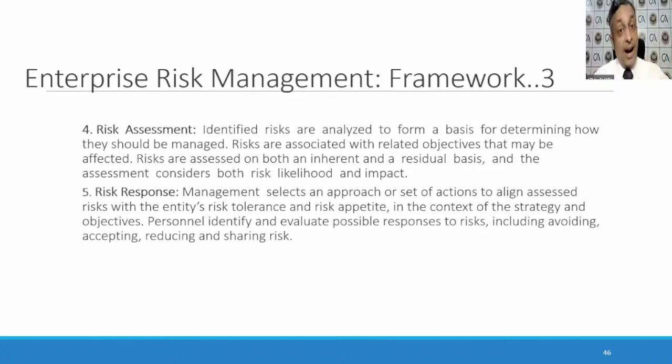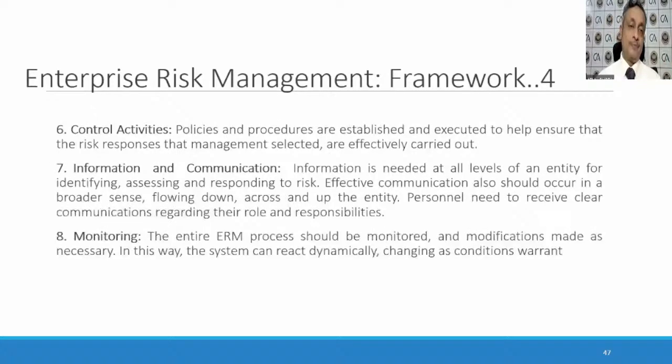Risk response. How do you give a response to that risk? Control activities: policies and procedures you build. Information and communication: tell all people password must not be shared. And monitoring whether things are going properly or not.